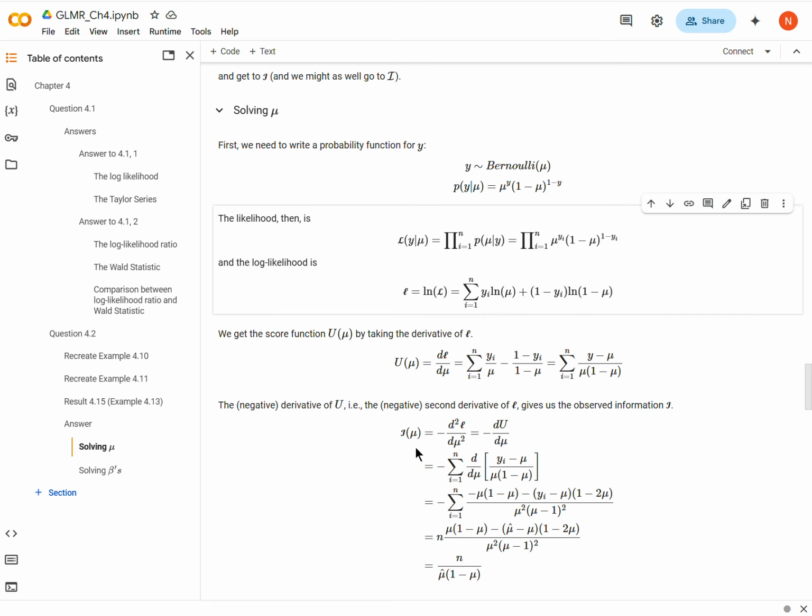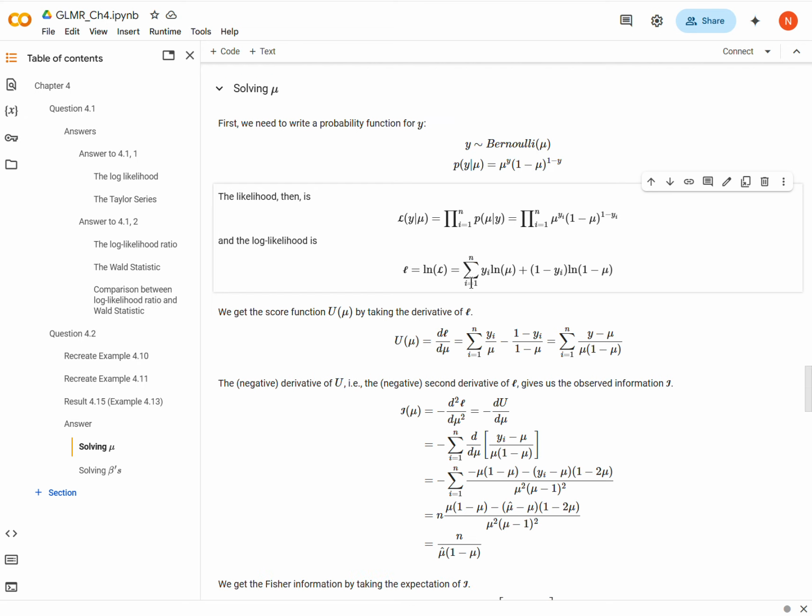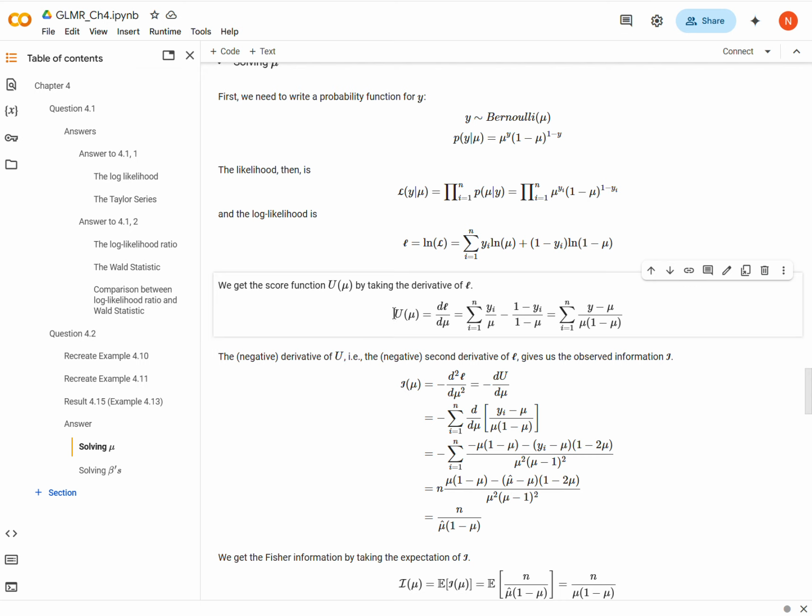And now en route to our information matrix, which is just the negative second derivative of this, we need to get the first derivative, and that first derivative is called the score function, okay? In the book here, it's typically denoted with this uppercase U. So we have U of mu, which is just the derivative of the log likelihood with respect to mu. And if we take the derivative of our log likelihood, we come out with this.